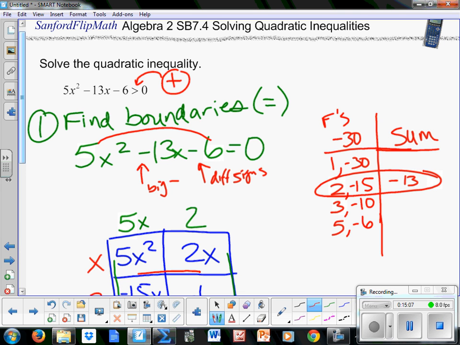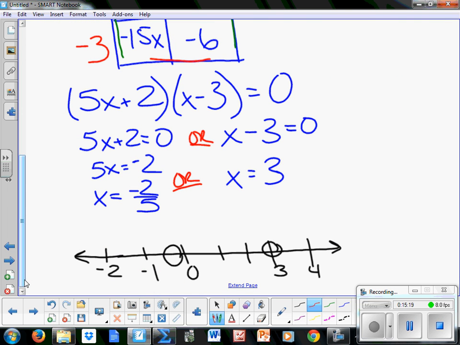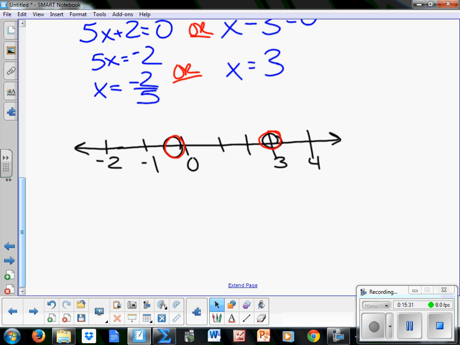So can those values that we found make that left side, so make this part equal to 0? Can those be included in our solution when we're graphing it? No. So we're going to leave them open, because they're not part of our solution. Okay?